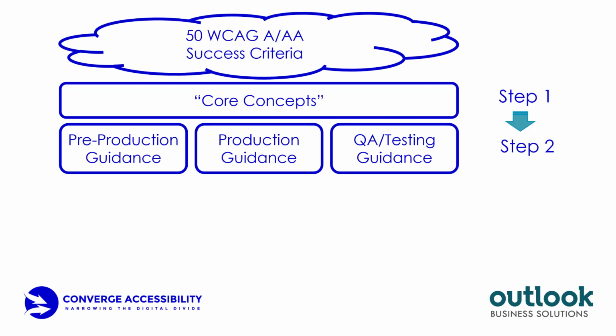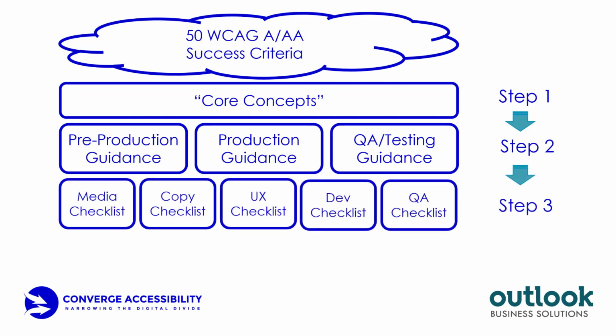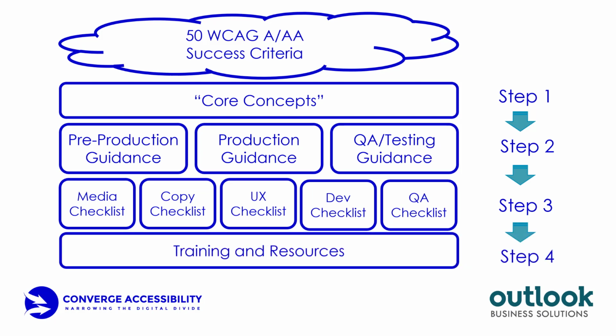Instead, we further break those requirements down into role-specific guidance for pre-production, production, and QA testing team members. Then we compile those concepts into role-specific guides so team members can easily focus on the items they are responsible for. Finally, we create on-demand training and resources for each core concept that brings the stakeholders back together as a team.